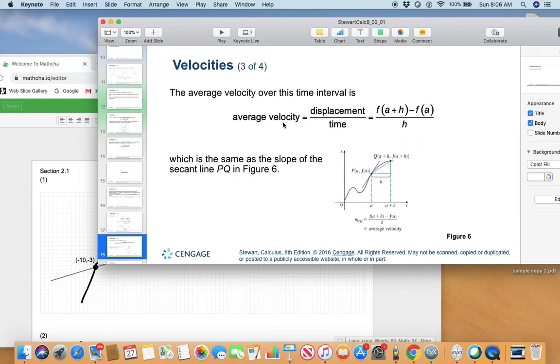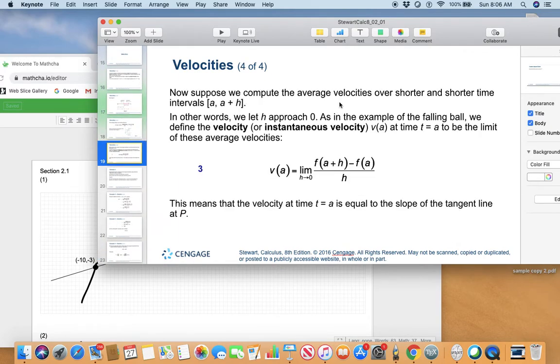What is average velocity? It is the displacement over time. f of a plus h minus f of a over h. So this is what we would call, for a curve, the slope of a secant. So average velocity, think of it as the slope of a secant. Displacement over time.